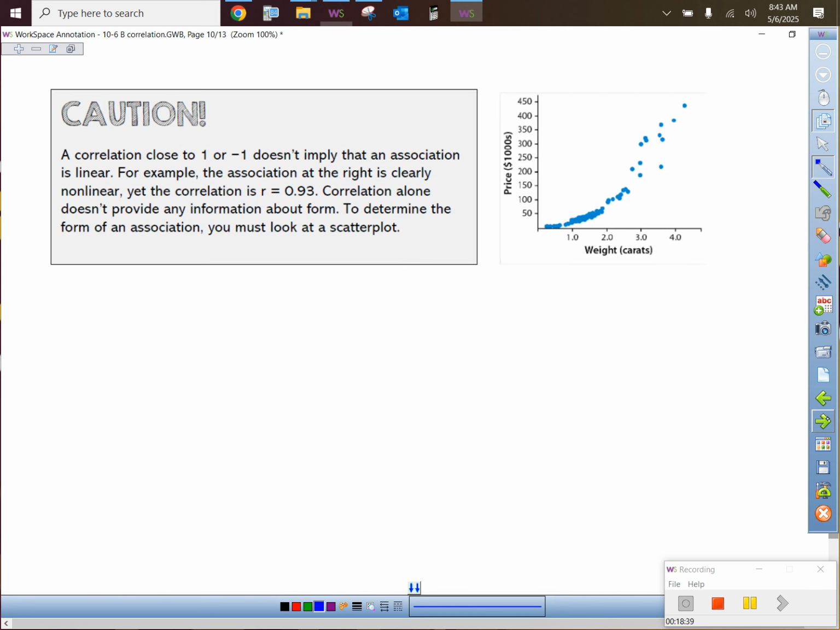And then things to watch out for. A correlation close to 1 or negative 1 doesn't mean it's linear. Would you believe that this was one we did earlier? Isn't that a curved pattern, right? So you could find that maybe an exponential growth formula fit that, and it could be very close to 1 or negative 1 based on positive or negative. So don't think that everything has to be linear. This R value is 0.93, which is very strong. Are you with me on that? But it matches an exponential growth curve, which we'll do in lesson 10.8.